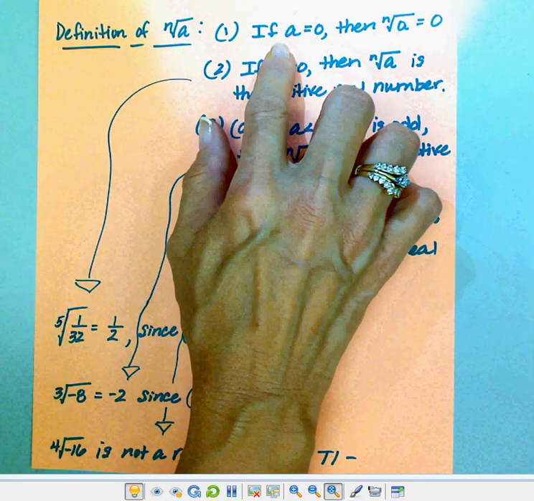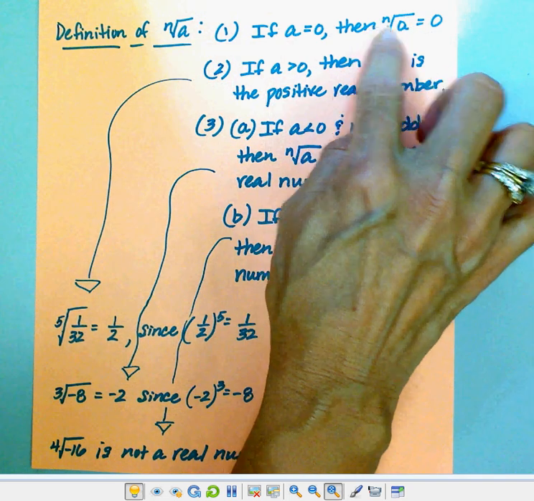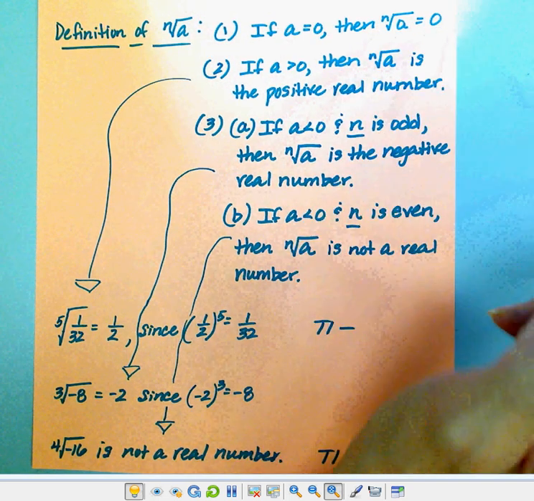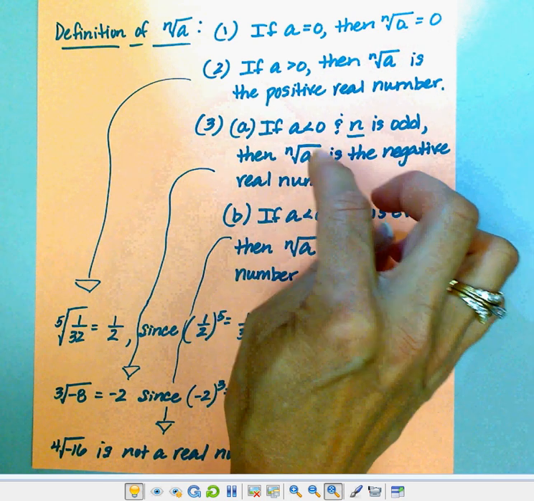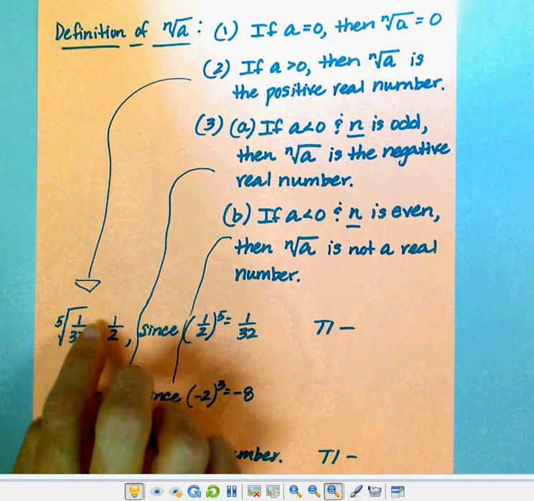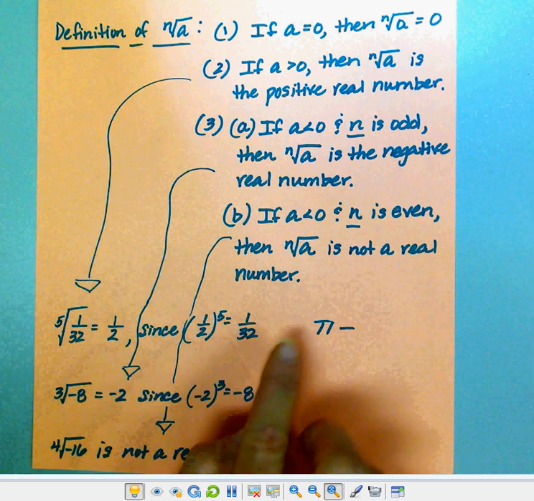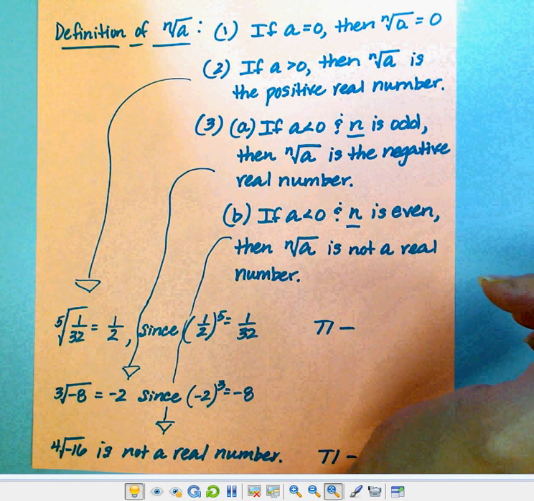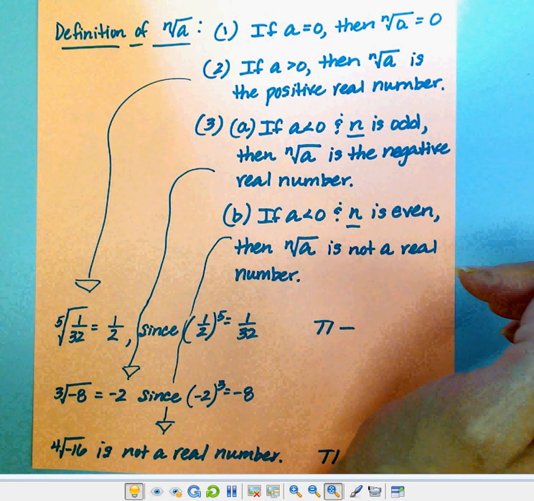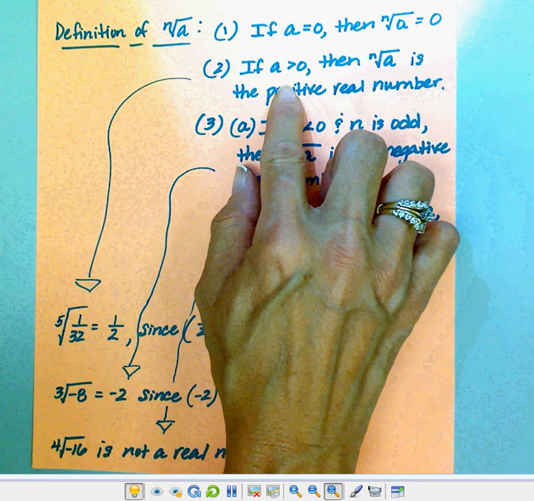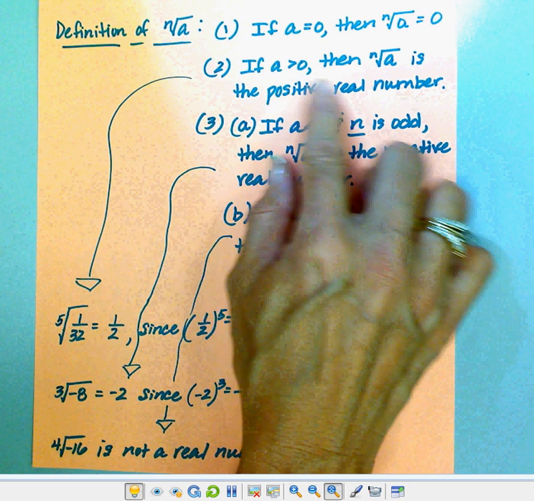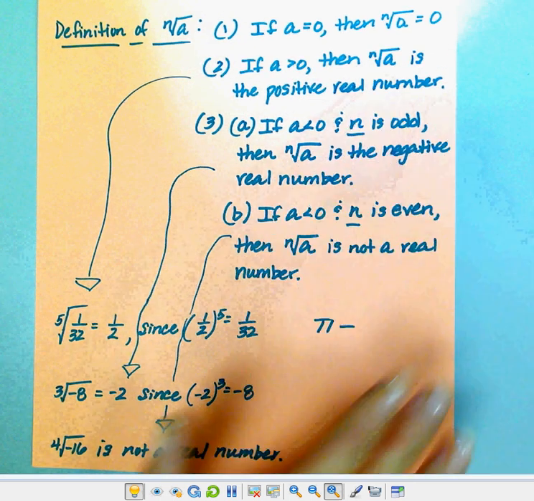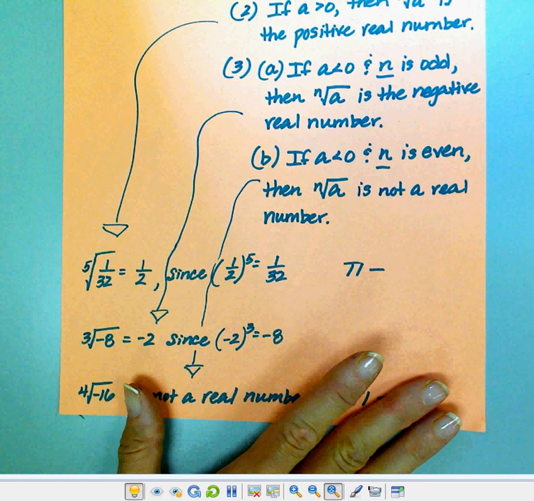So number 1 says if a is equal to 0, then the nth root of 0 is just 0. And for the next 3 examples, I've drawn arrows down here, and I'm also going to show you how to put these into your TIs as a way to help you simplify when needed. So the first one says if a is greater than 0, then the nth root of a is a positive real number. So that with numbers looks like this.